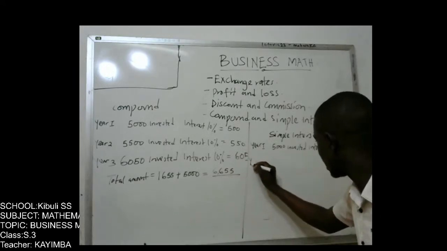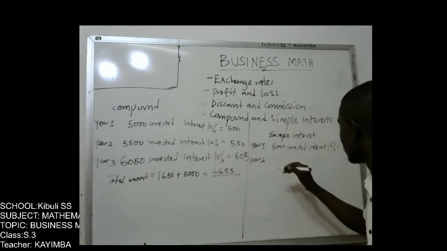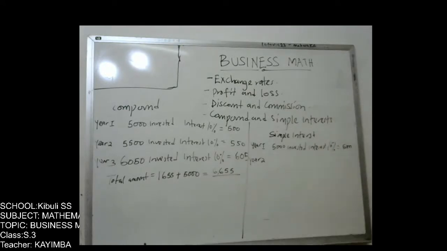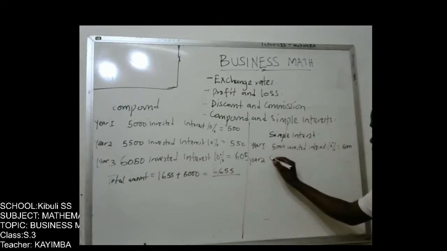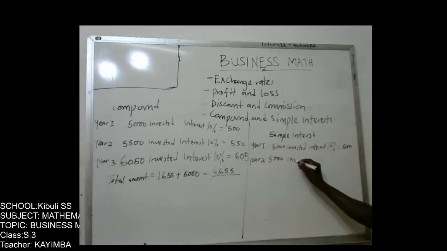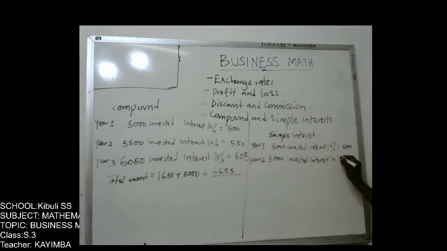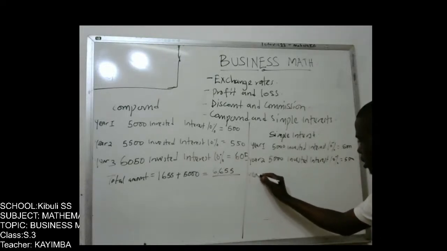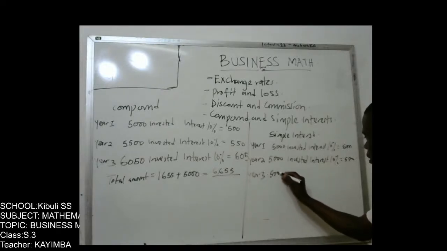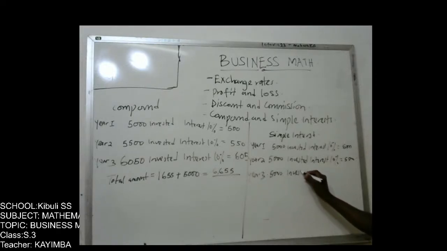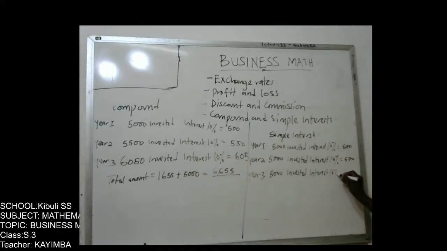Then for the second year, year two, the invested money is not going to change for a simple interest. They keep this invested, interest is still 10%, then the amount is 500. Even in year 3, it will be 5,000 invested, interest is 10%, and this will give us 500, okay?